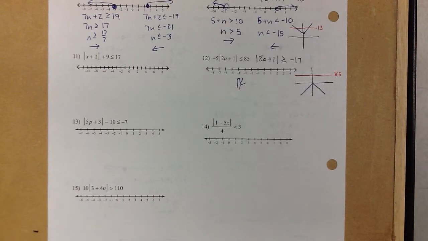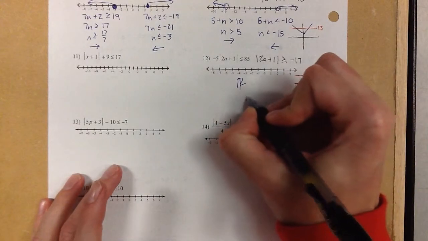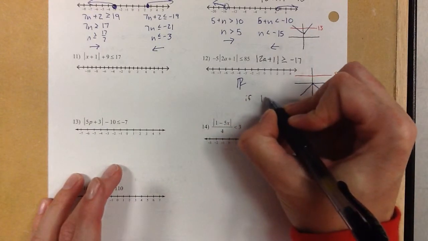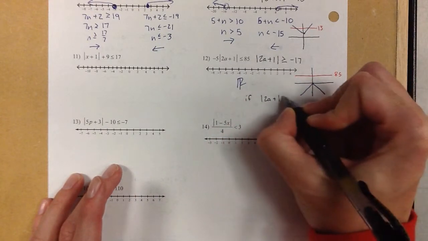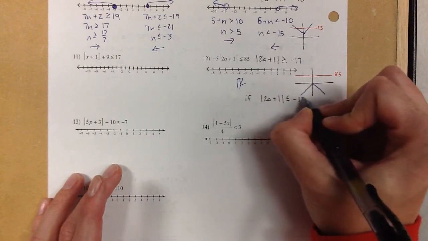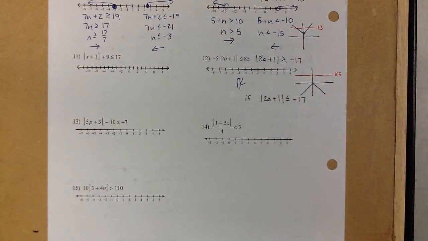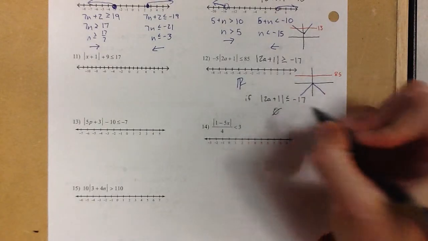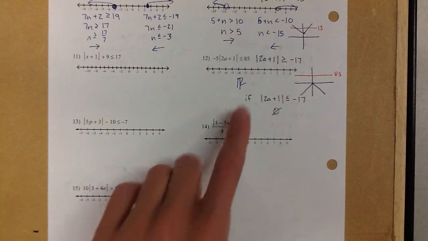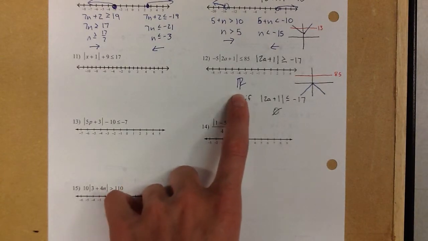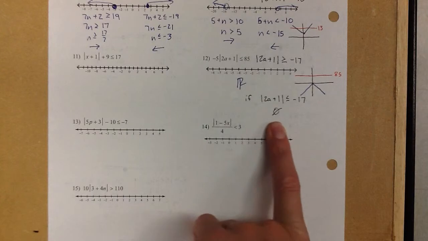If you had, this is just because I don't have one of these on here, if we had the absolute value of 2a plus 1 is less than or equal to negative 17, what would you say then? Well, we've come up with solutions. We've come up with all real numbers. What's our other one? No solution. So if it's always, it's all real numbers. If it's never, then it's no solution.